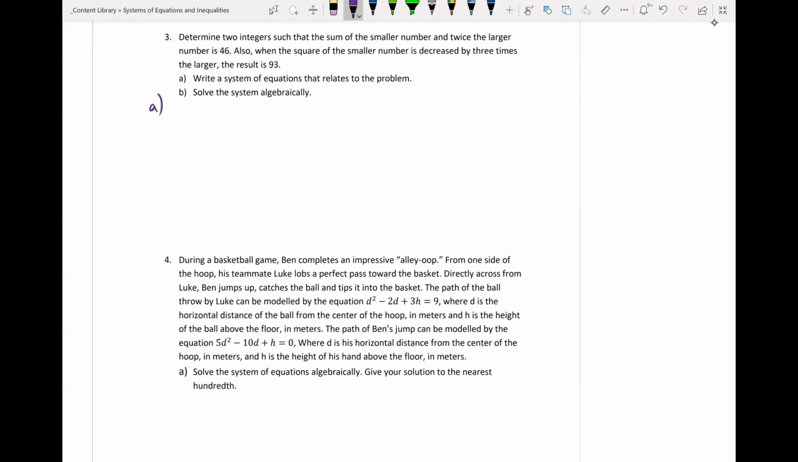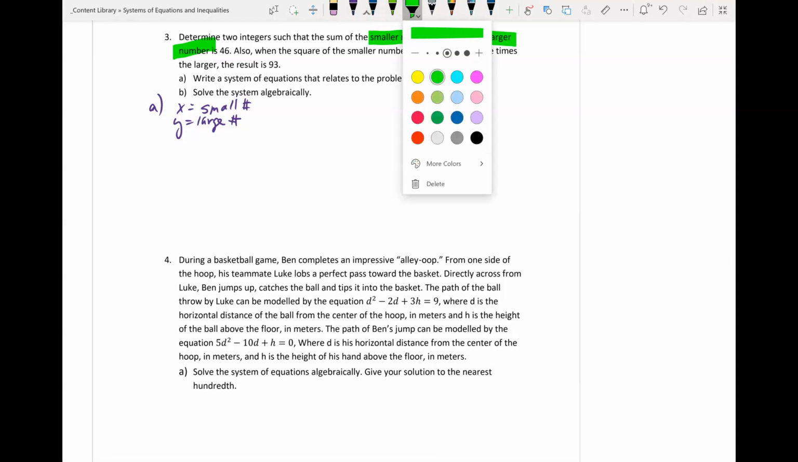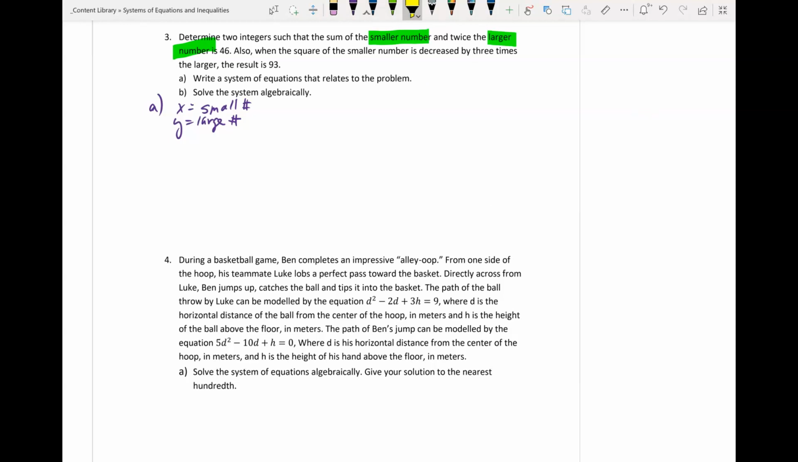Don't try to get tripped up over these words. It sounds like there's a lot, but we do need to find our variables first. So there is a smaller number, and the other one we know about is there's some other large number. So let x be the smaller number, and let y be the larger number. Now we're going to analyze this to see what those equations are going to be.